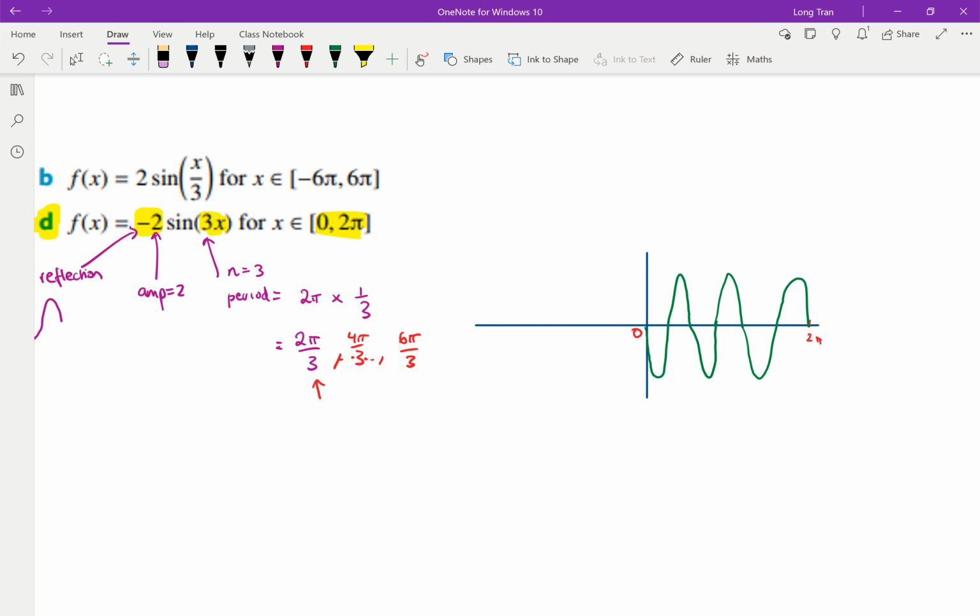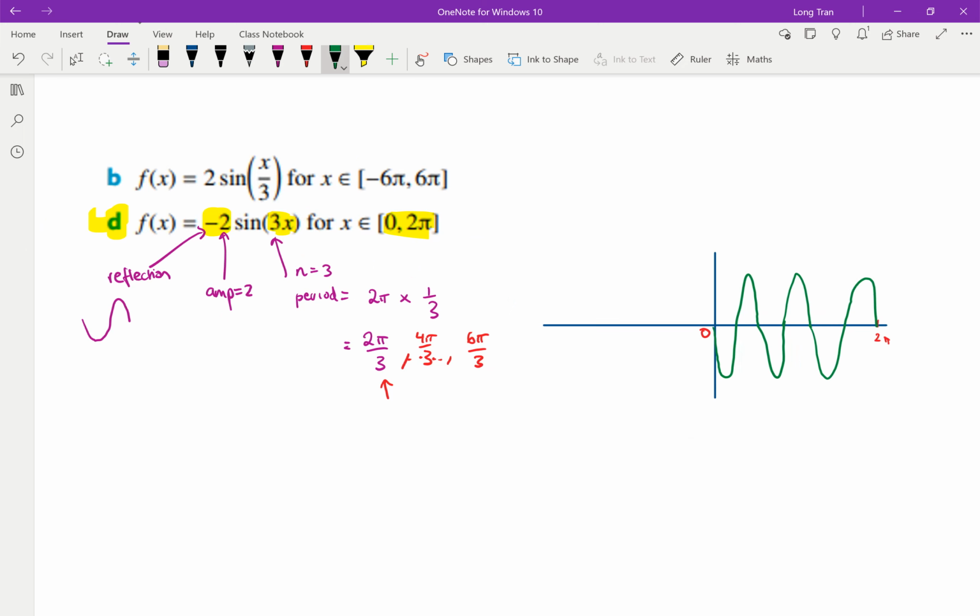And finally, that deals with the period. So I've done the 3, I've done the negative, now I just need to do the 2, which is the amplitude. The amplitude clearly is a maximum height of 2 and a minimum height of negative 2. So that is your graph. That's your sine graph from 0 to 2 pi, 3 cycles.